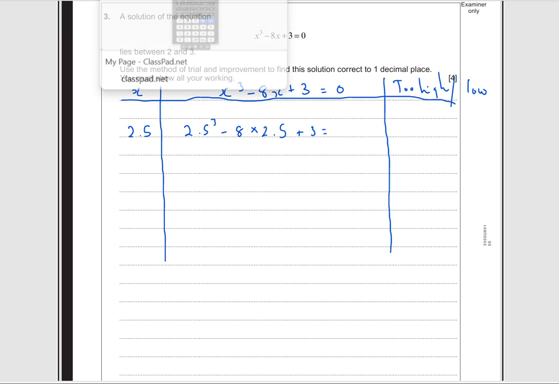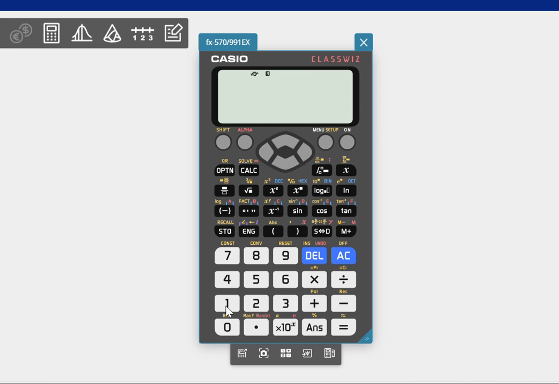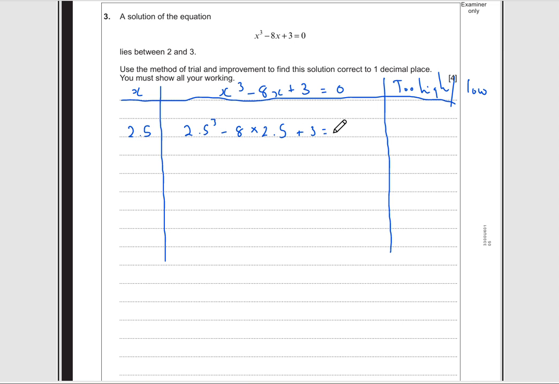Okay, so 2.5. The cubed button, we can either do this one and pop a little 3 into the box, or you can do shift and x squared. Either way works. So minus 8 times 2.5 plus 3. Let's change that to a decimal. It's going to give us minus 1.375. Okay. We're aiming for 0, so that's going to be too low.